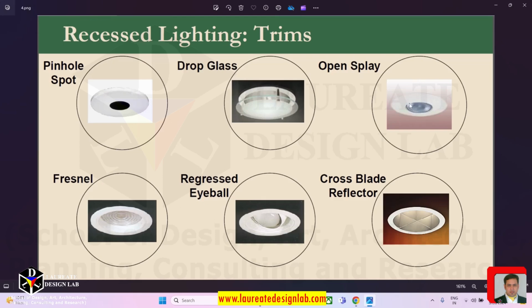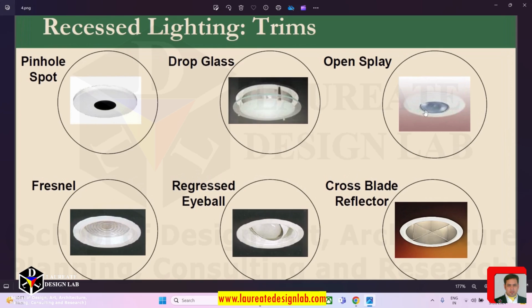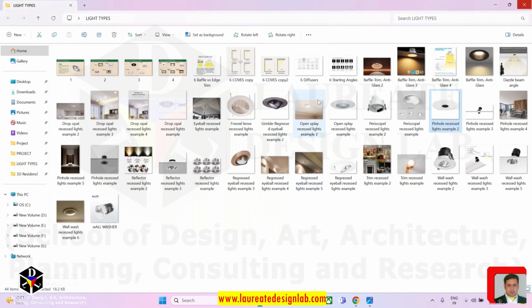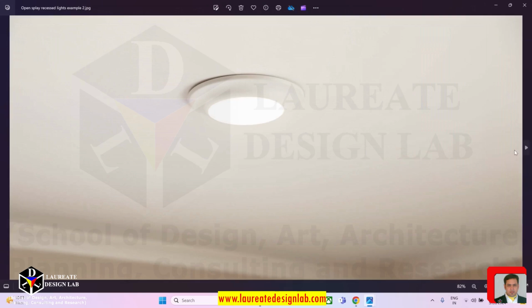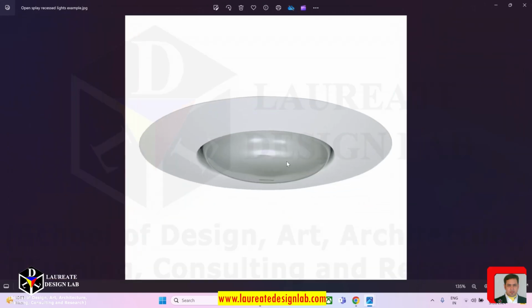We have open splay. This open splay actually remains a little bit inside, meaning it is almost on the surface. Let's look at the example. Is this the example of open splay? Yes, this is the example of open splay. This doesn't come out much out of the trim or the surface of the false ceiling.